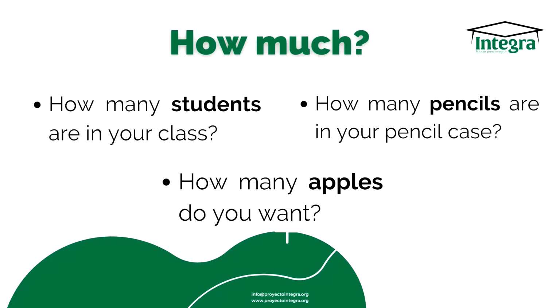Let's see examples with how many. How many students are in your class? How many pencils are in your pencil case? How many apples do you want? So when talking about students, apples, and pencils, we use how many. How many is used in countable nouns, things we can count.